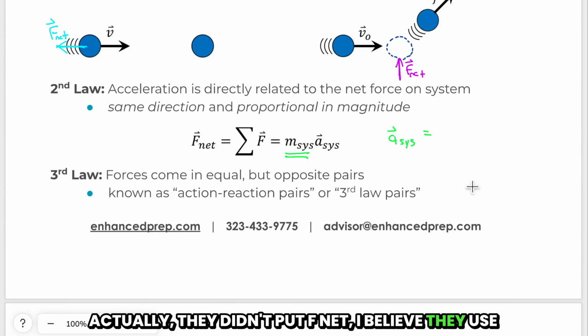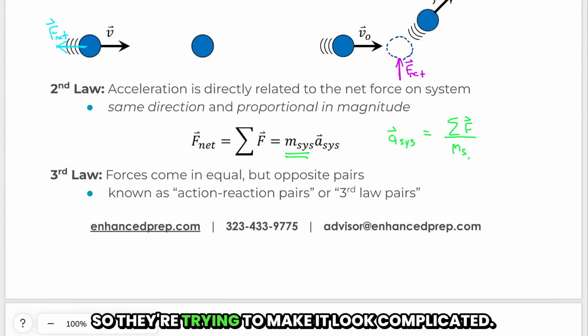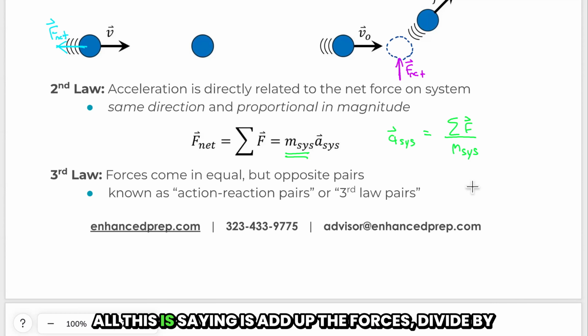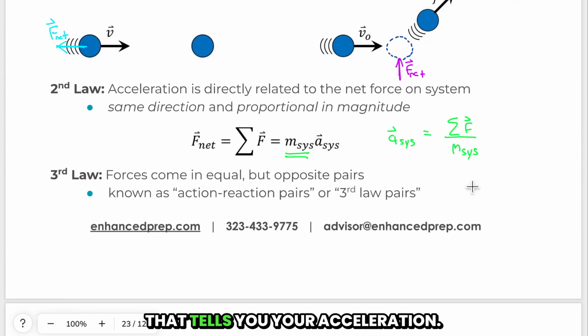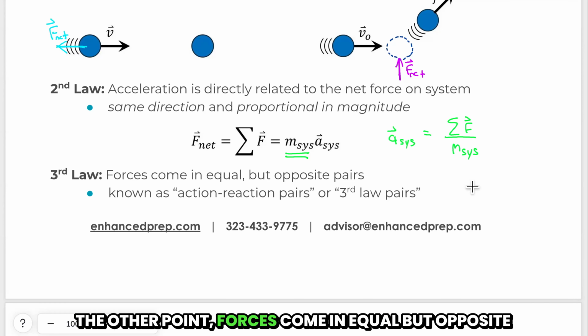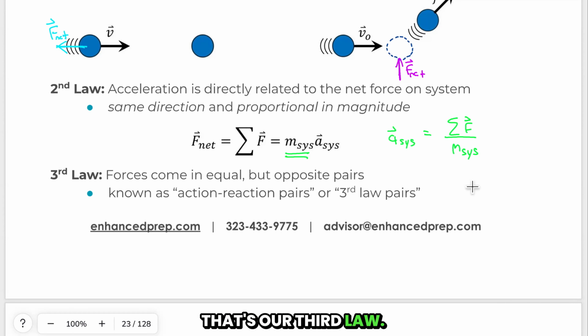I believe they used the sum notation. So they're trying to make it look complicated. All this is saying is add up the forces, divide by mass. That tells you your acceleration. So could see that both ways. The other point, forces come in equal but opposite pairs. That's our third law. Okay.